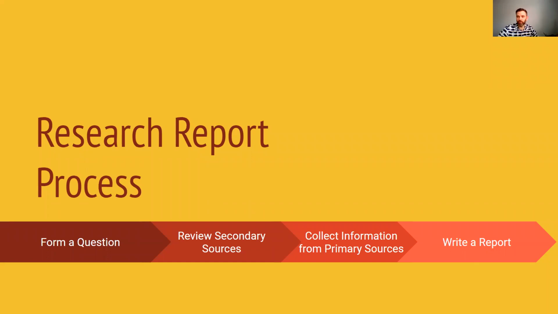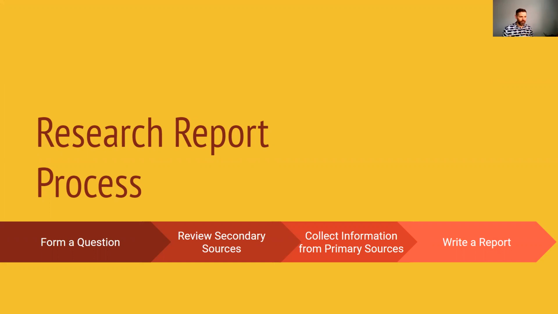This starts with forming the question. What is it that we're interested in, or what is it that we want to know related to our course topic? Then we will review secondary sources. Secondary sources refer to information that has already been published, where someone has collected information or ideas and they've presented them in a form. We can read that information or listen to it if it's a video, and we can collect that information into a research matrix like we have already done.